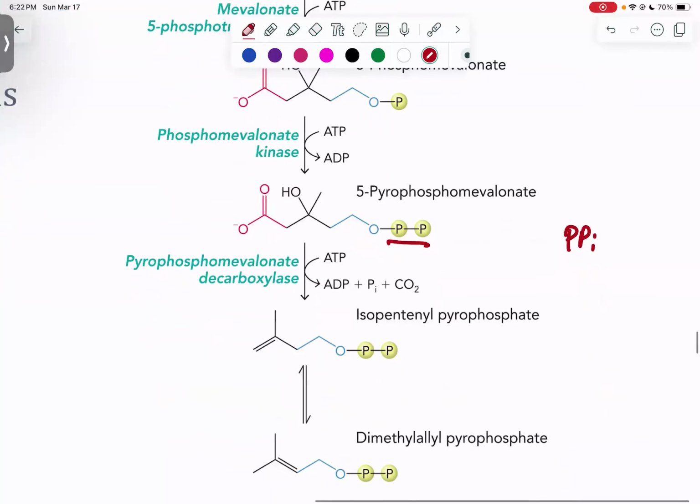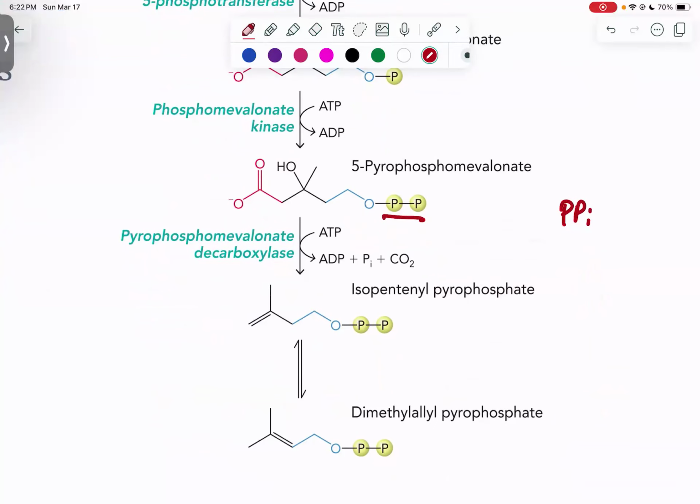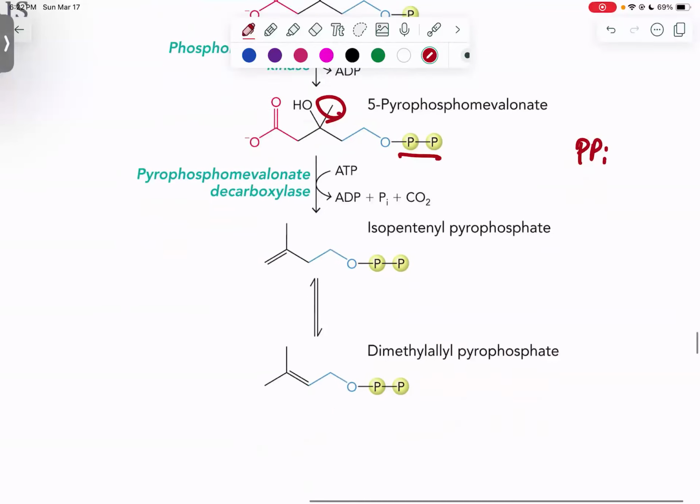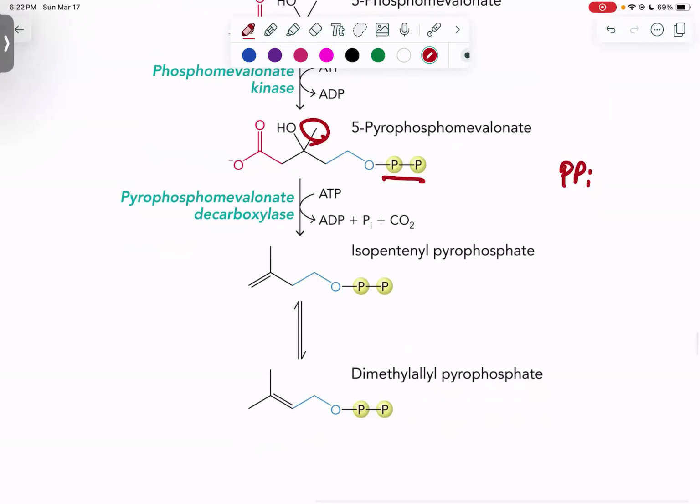So once we add our phosphate groups on, then we're going to go through a decarboxylase reaction where we're going to lose our hydroxyl, and we're going to lose the carbon right here. And so then we'll end up with isopentenyl pyrophosphate. And the isopentenyl pyrophosphate can be used directly, or it can turn into another substrate. And they can kind of convert back and forth unassisted by enzymes. But these are basically what we call isoprene units.